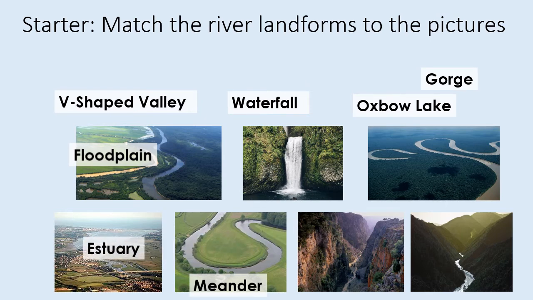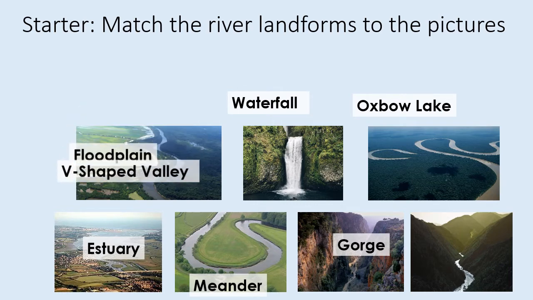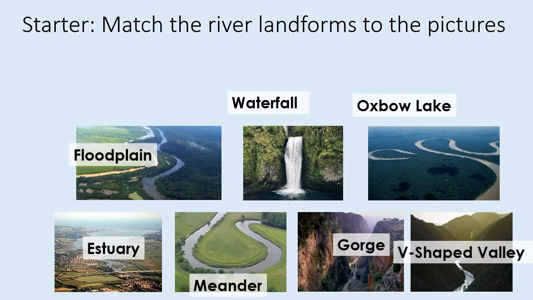A gorge, you should have hopefully looked at this in previous lessons, but a gorge forms when you have a waterfall retreating and you end up with a very steep sided valley. So hopefully you've got that one. That's that one over there. Now, a V-shaped valley is basically, as the name suggests, a steep-sided valley, typical of the upper course. And again, that is over there.